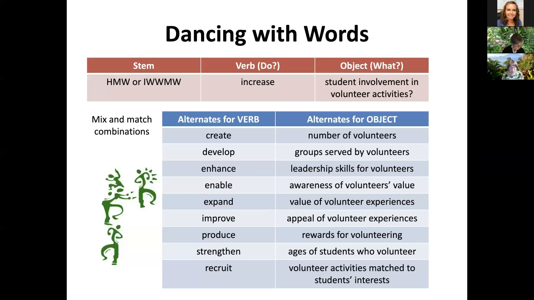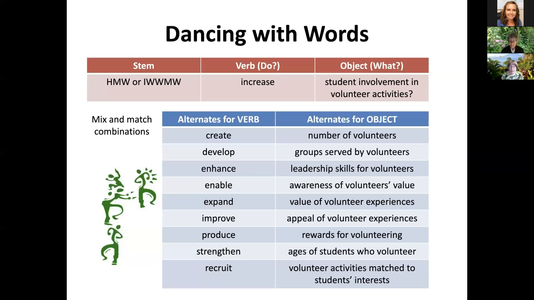Each different option you come up with would give you a slightly different flavor of what you might be working on. And so for kids to then look through and say, well, is our first one here of increasing student involvement in volunteer activities really the one we want to do, or do some of these other ones that are along the same lines seem like they might be more workable for us? So another way to develop your underlying problem.